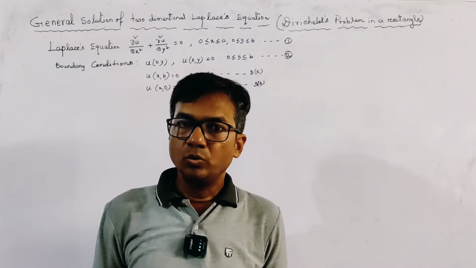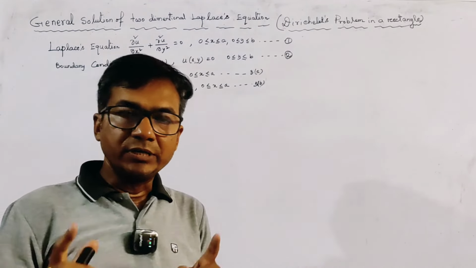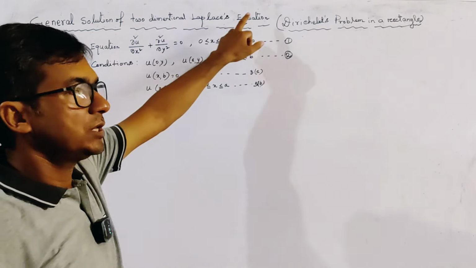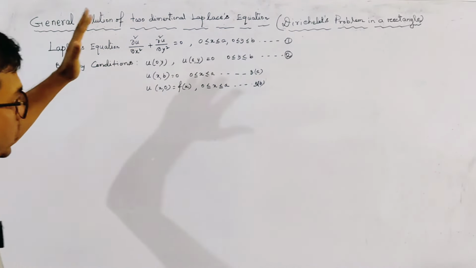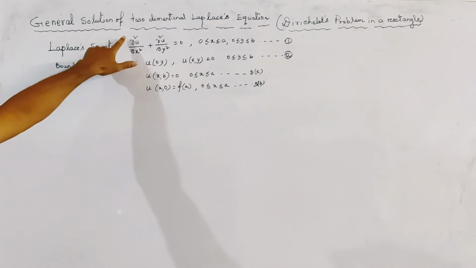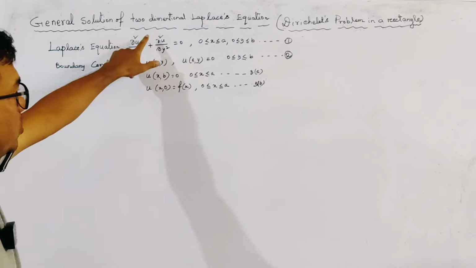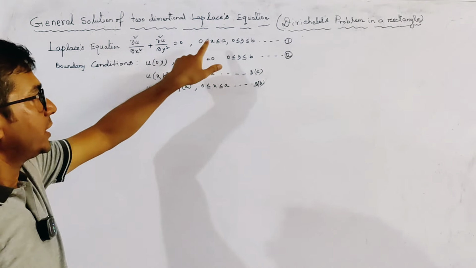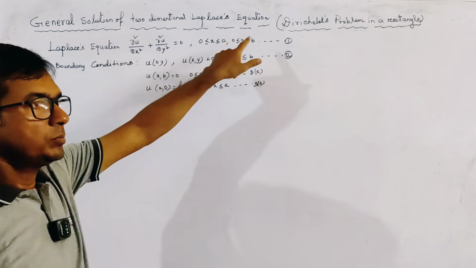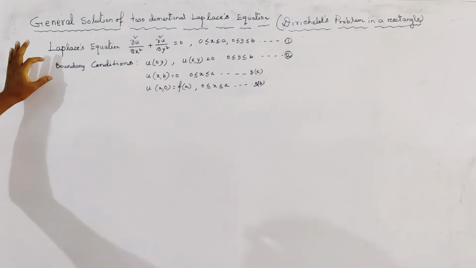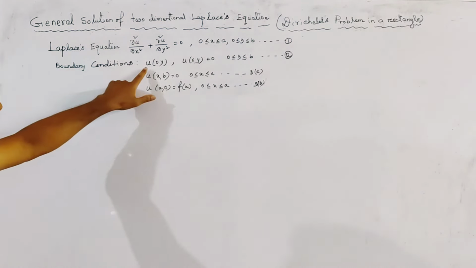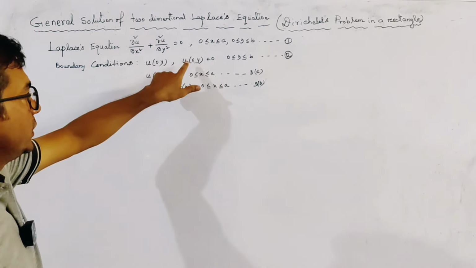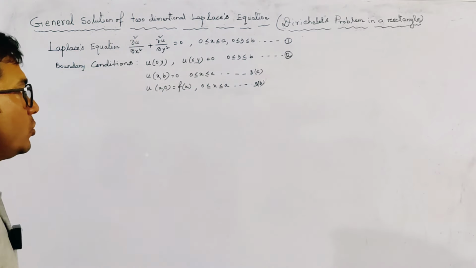In this class, we discuss the general solution of the two-dimensional Laplace's equation, which is given by ∂²u/∂x² + ∂²u/∂y² = 0, where x and y are in 0 to a and 0 to b. The given boundary conditions are u(0, y) = u(a, y) = 0.